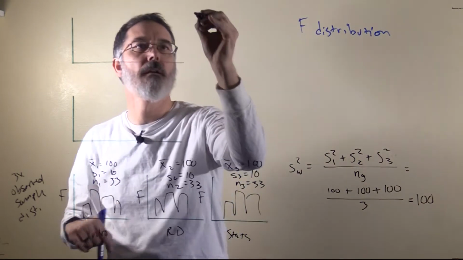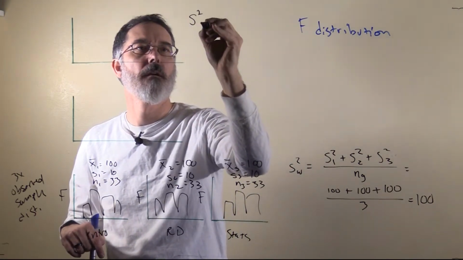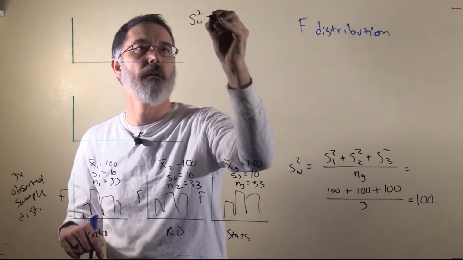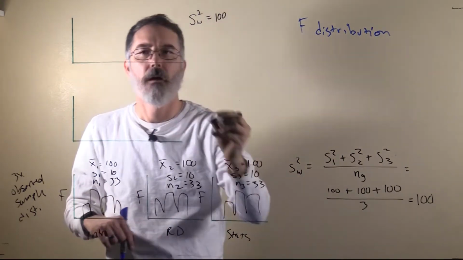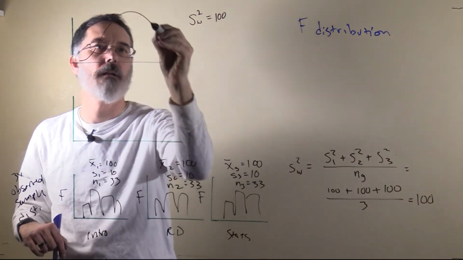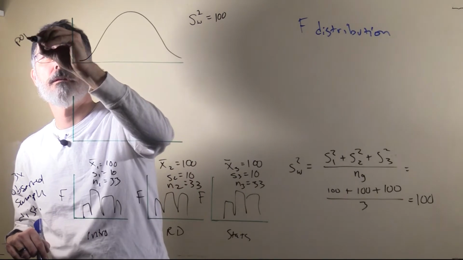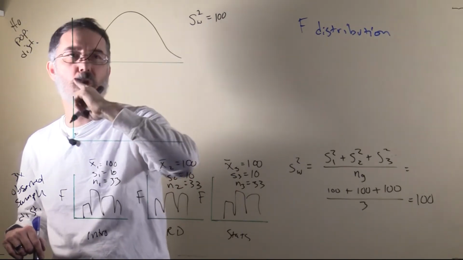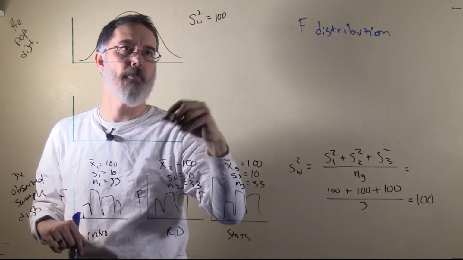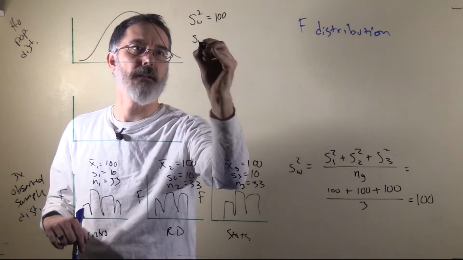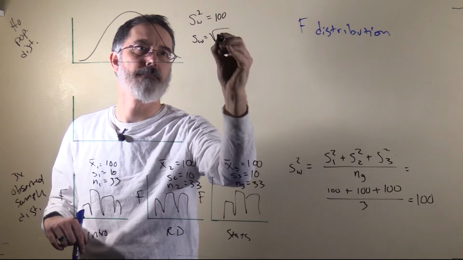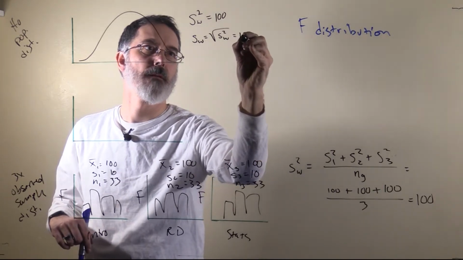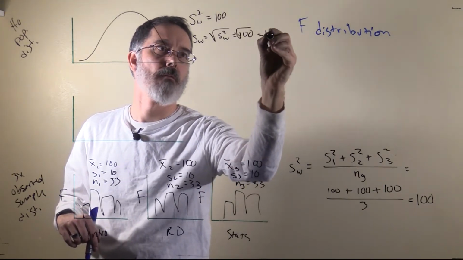So our guess at the population distribution, if the null hypothesis is true, its variance is going to be 100, or its standard deviation would be 10.